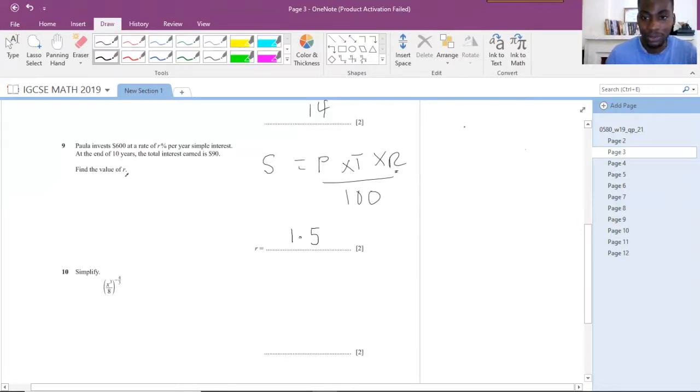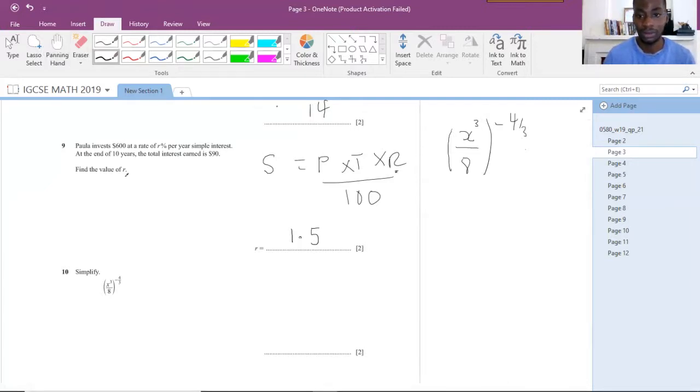So we're trying to simplify x to the power of 3 over 8, raised to the power of negative 4 over 3. So what we're going to do here is, might need more space to solve this question because it's long. Let me just reduce my font. I hope you'll be able to see it because it's a little bit long for 2 marks. So x to the power of 3 over 8 raised to the power of negative 4 over 3.